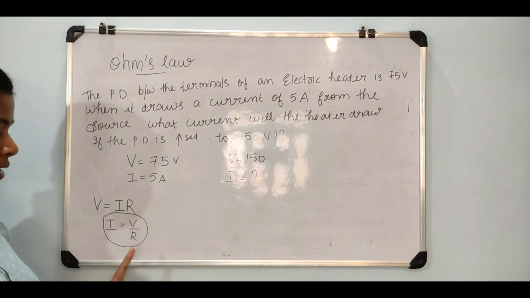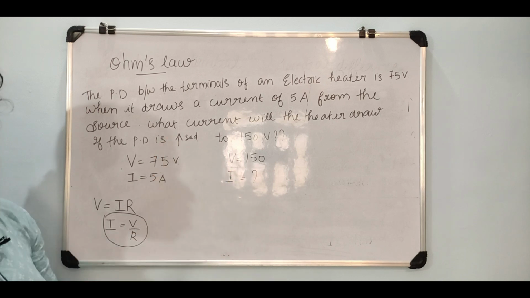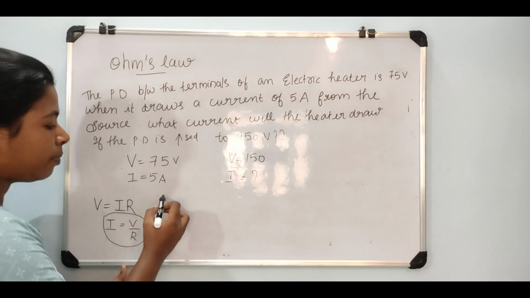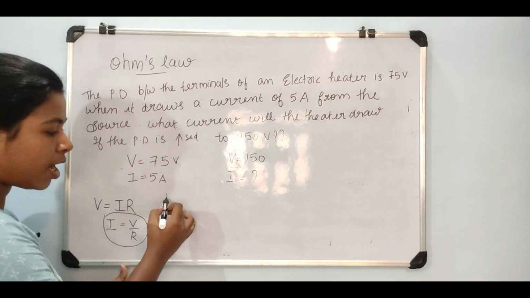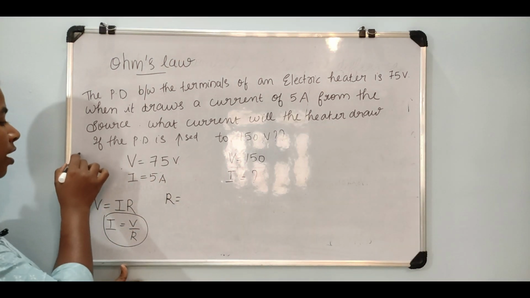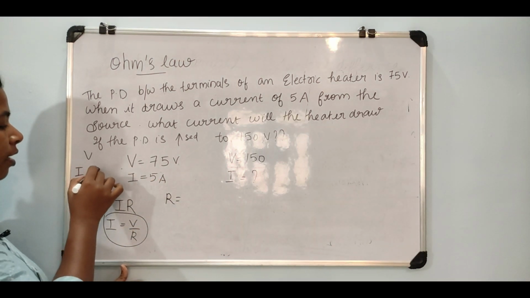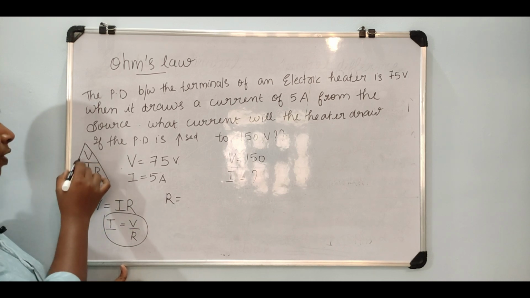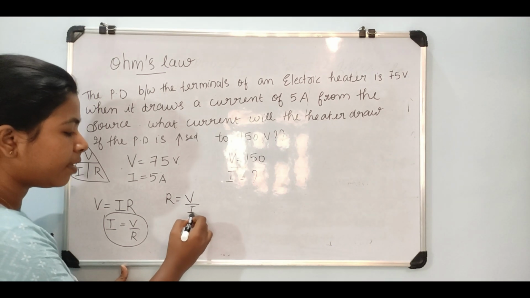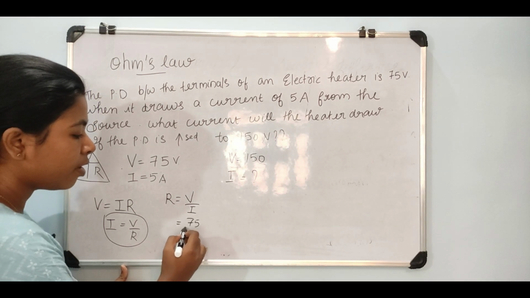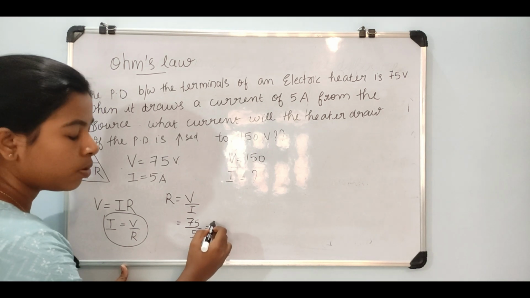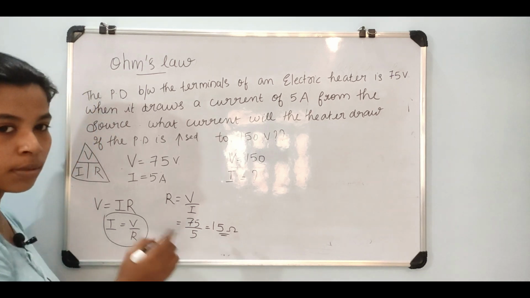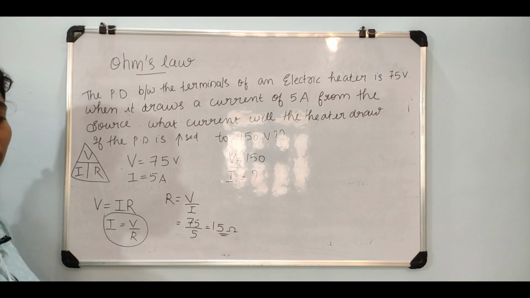So here you have V. Do you have R? No, R is not given. But you can find out R from here. What is the equation for R? R is equal to, remember the Veer Chakra, V I R. What is R? R is equal to V by I, which is equal to 75 by 5, equal to how much? 15 ohms. Right? R is equal to 15 ohms.